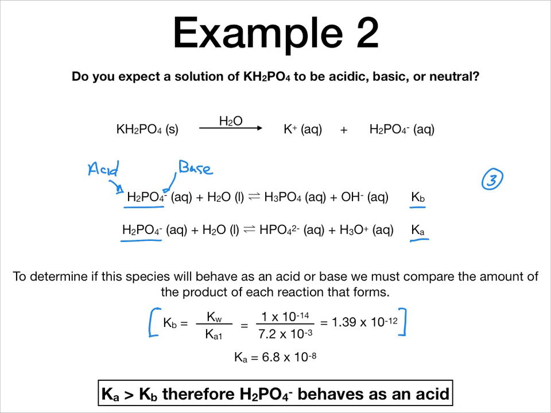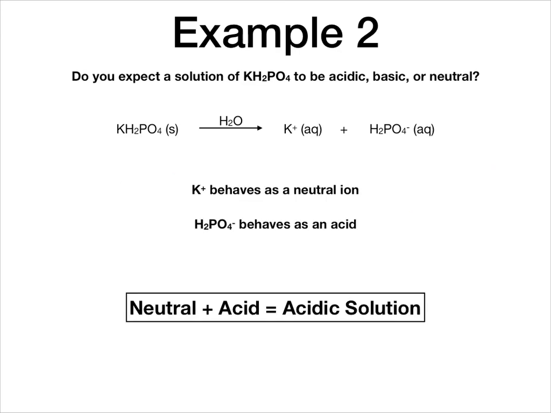Using my table, I calculate my Kb. I find my Ka. And remember that this Ka is described by Ka2 because I'm going from diprotic to monoprotic. I find that the Ka is greater than the Kb, and so the dihydrogen phosphate behaves as an acid. So then step 4, I put it all together. My potassium is neutral. My dihydrogen phosphate is an acid. A neutral plus an acid results in an overall acidic solution, so I expect the pH to be less than 7.